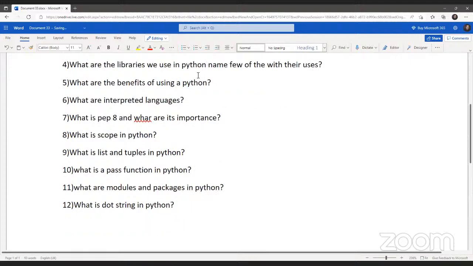what is a docstring in Python? If anyone knows the answer, ping me in the chat box and we'll discuss the answer.